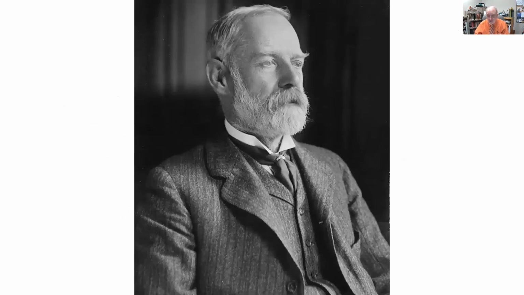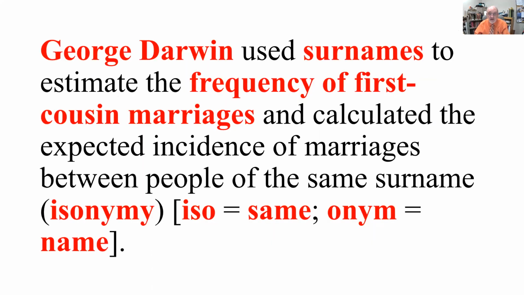The investigation of surnames in genetics began with George Darwin, a son of the famous Charles Darwin. In 1875, George Darwin used surnames to estimate the frequency of first cousin marriages. This was in the United Kingdom. To estimate those, he calculated the expected incidence of marriages between people of the same surname. This is called isonomy. Iso is the Greek for same and onym is for name.